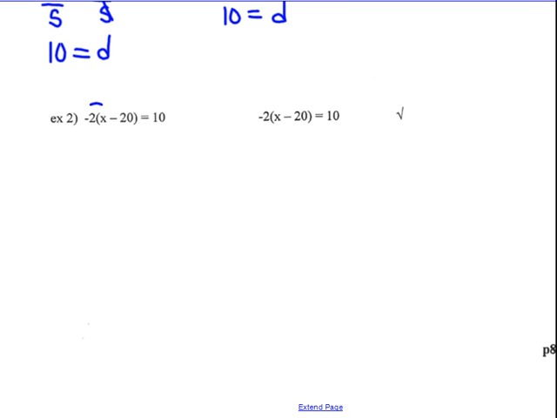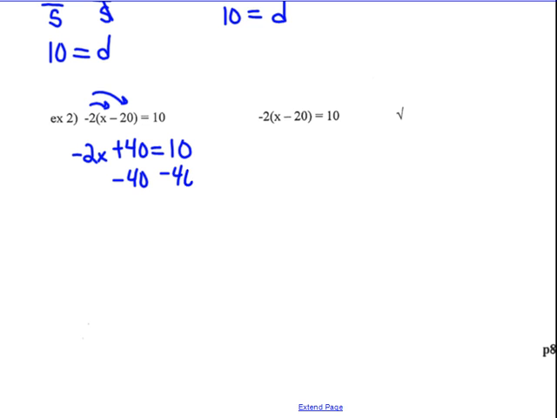First method, I'm going to distribute first. Negative 2 times x is negative 2x. Negative 2 times negative 20 is positive 40. And that equals 10. So I have two operations. I have multiplying x by negative 2, and I have adding 40 to my x. I'm going to undo the adding first.